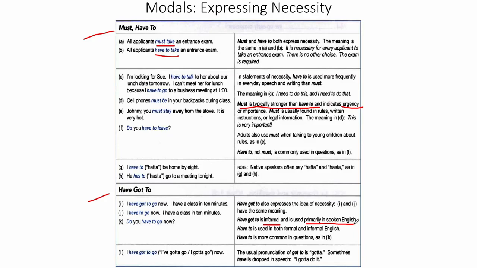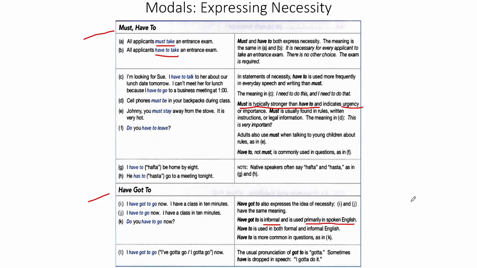So this is the only difference between have got to and must and have to. Have got to is more informal, more used in oral communication, right? So this is what we can say about degrees of necessity.